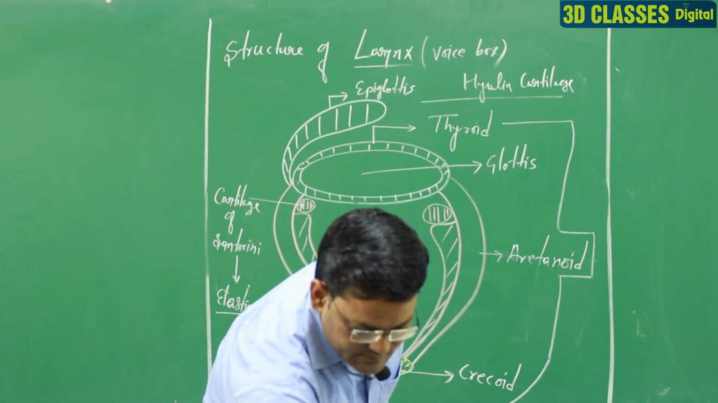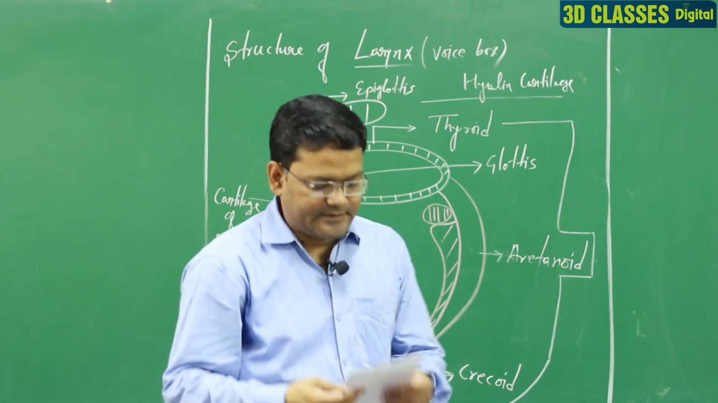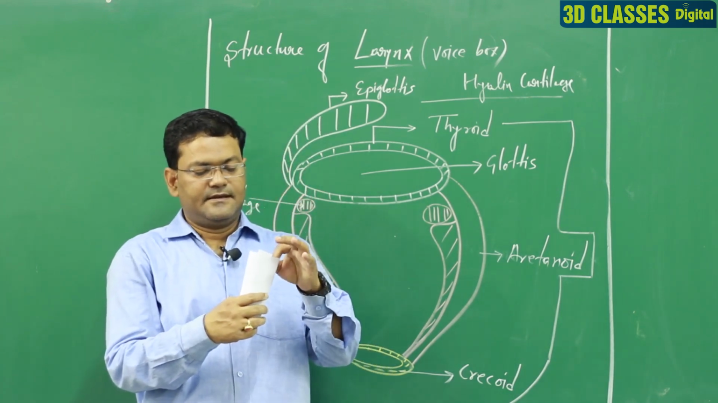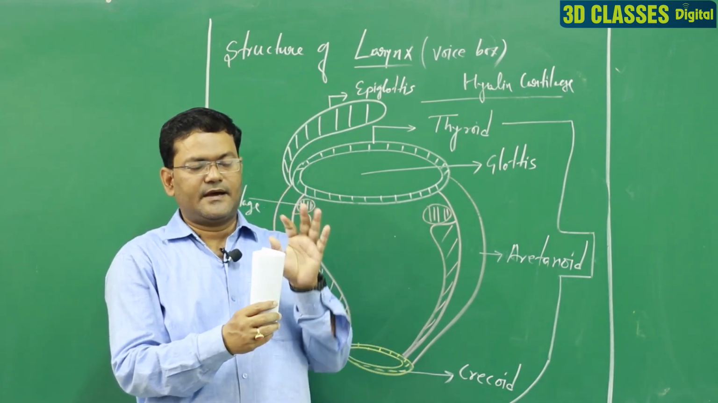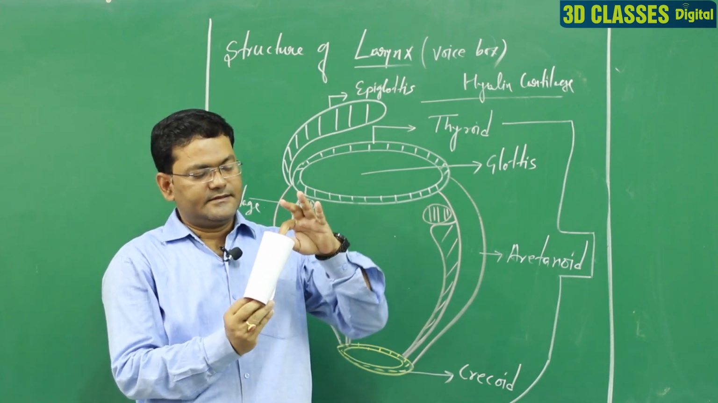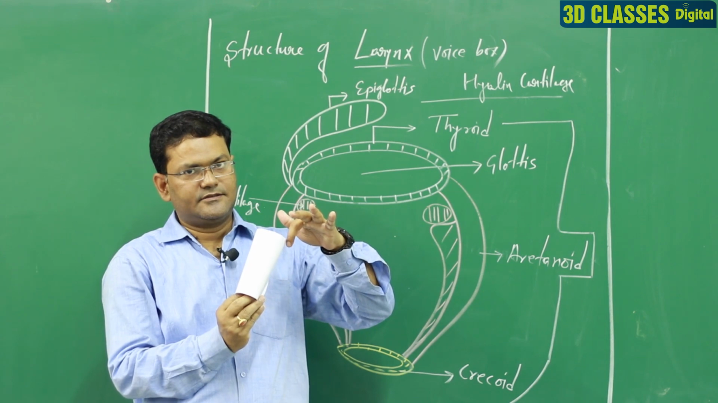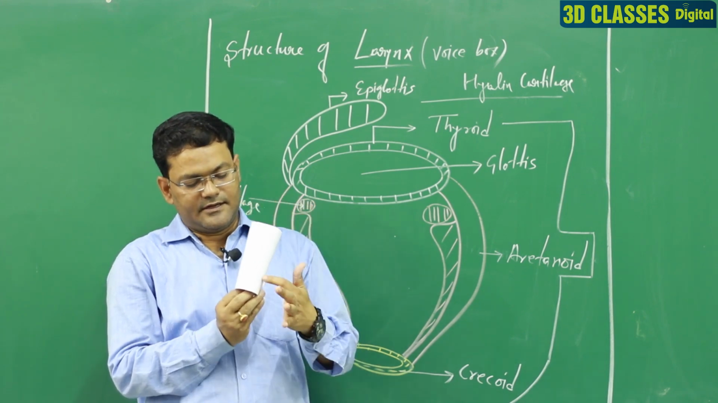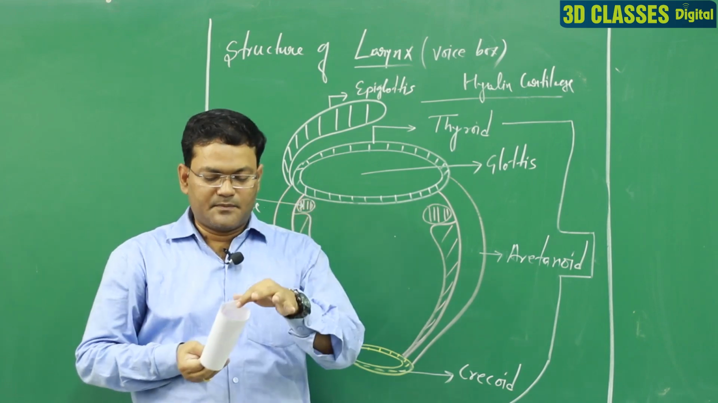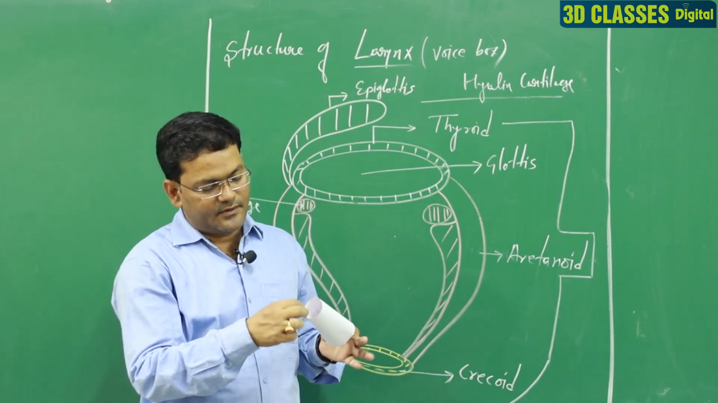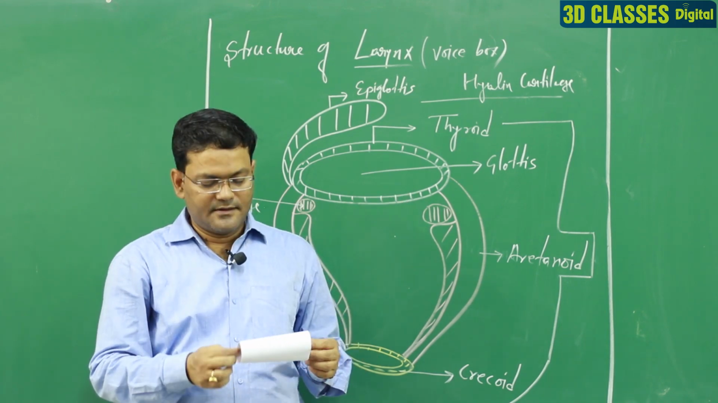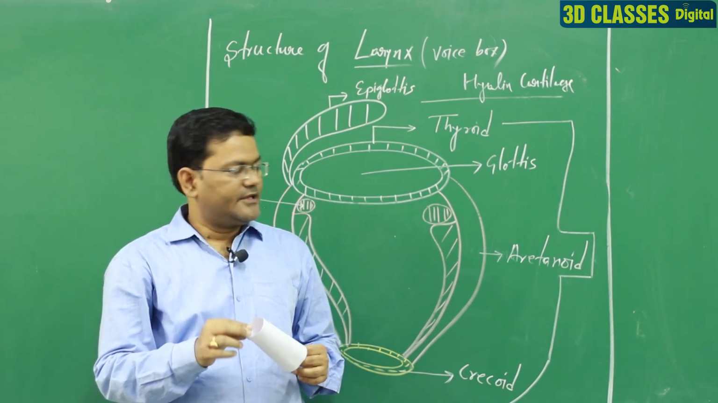Suppose this is the structure of the larynx. The frontal part is wider and the lower part is narrower. In this structure, the upper part is known as thyroid, and the lower part is cricoid. This is the broader part, but this is narrower in comparison to this. That means the largest cartilage is thyroid and the smallest is cricoid.